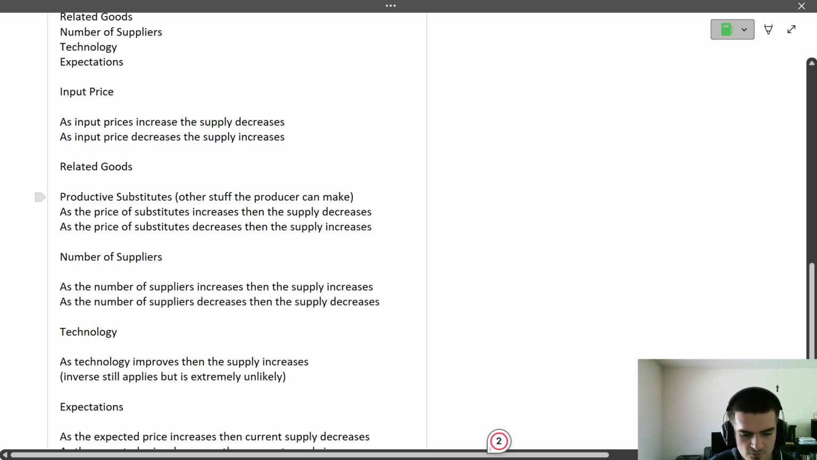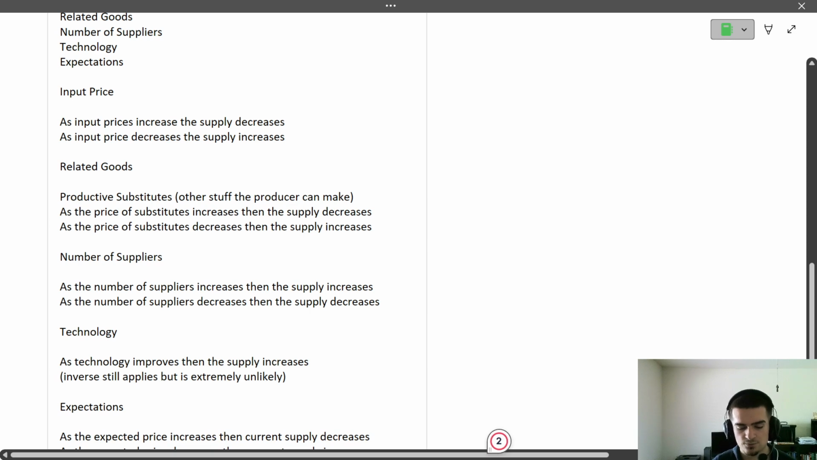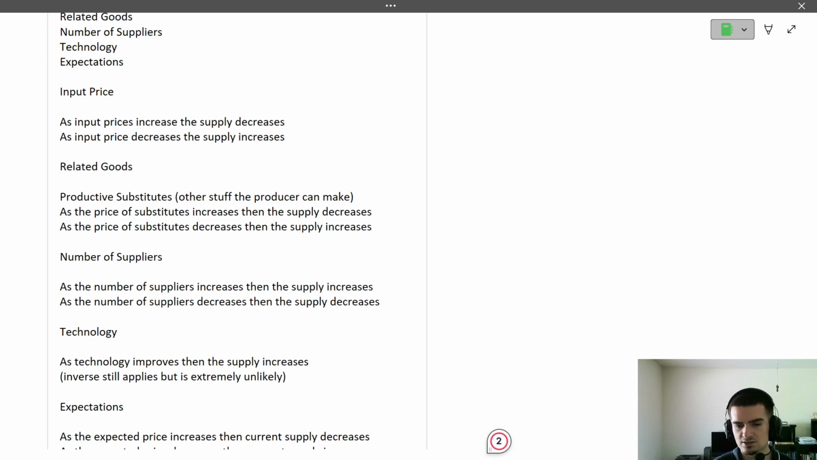If froyo became more expensive, then the supply of ice cream will decrease, because the people that are making ice cream are going to switch over to froyo. As the price of a substitute decreases, then supply increases. As the price of froyo decreases, the supply of ice cream will increase, because the people that sell froyo are no longer making a profit, so they're now switching to ice cream.